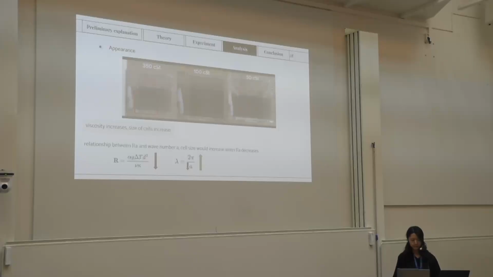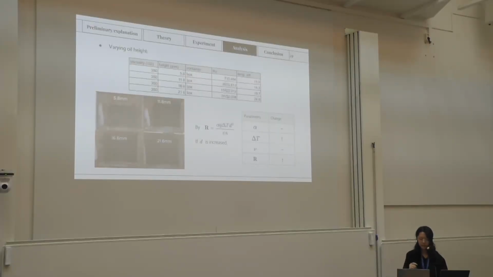Now looking at the cells, we can qualitatively observe that as viscosity increases, the size of the cells increases. This can be explained by the relationship of the Rayleigh number and the wave number a. So it is expected that the cell size decreases as the Rayleigh number is increased.